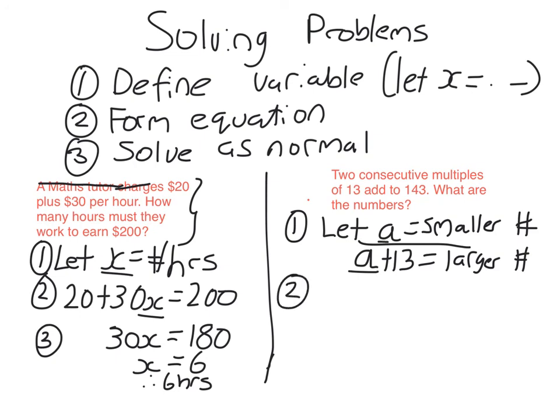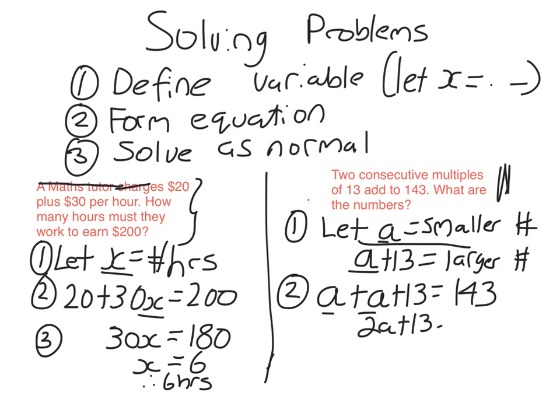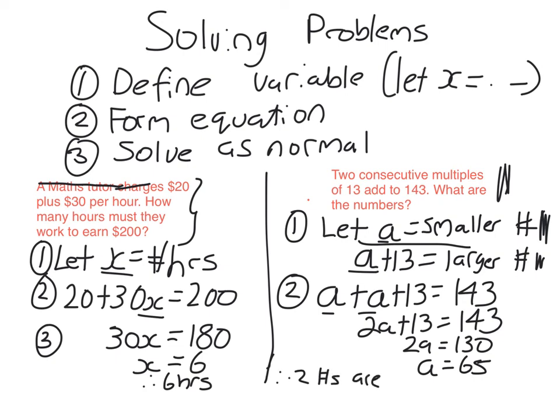So then my second step, I'm going to put this into an equation. The first multiple of 13 plus the second multiple of 13 is equal to 143. A is in more than one spot. I need to get it to one spot by collecting like terms. And you know how to solve from here. I subtract 13 from both sides and divide by 2. So A equals 65, but A was the smaller number. For the next number, I add 13. So therefore, the 2 numbers are 65 as the smaller and 78 as the larger.